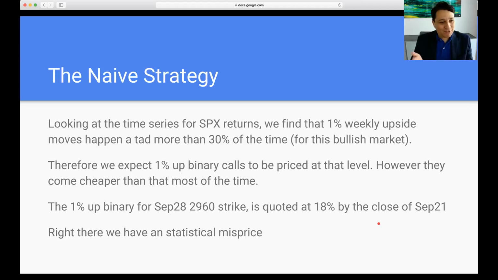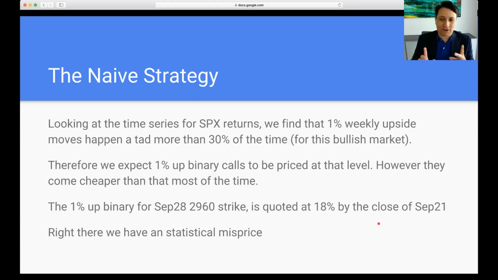So the naive strategy is a strategy that I know some members in the room have been using. I use it from time to time with certain variations as well. It just comes from looking at the time series. This is public information. This is not secret, but I keep it secret between us. No, any of you could develop the same strategy.